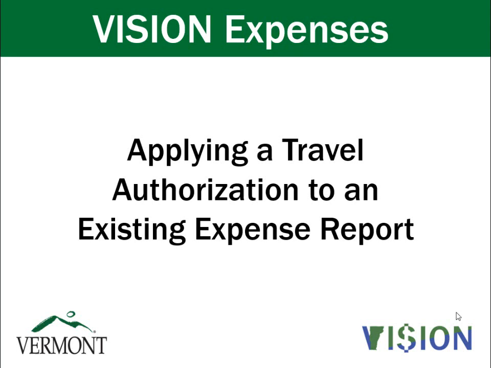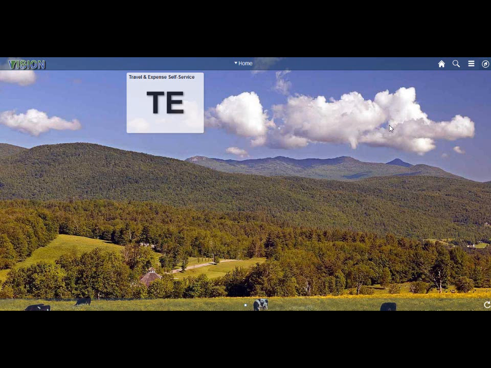Welcome to Vision Expenses, applying a travel authorization to an existing expense report. The best way to tie a travel authorization to an expense report is to start the expense report directly from the travel authorization. However, Vision also allows you to tie a travel authorization to an existing expense report if the report has not been approved for payment or already been paid.